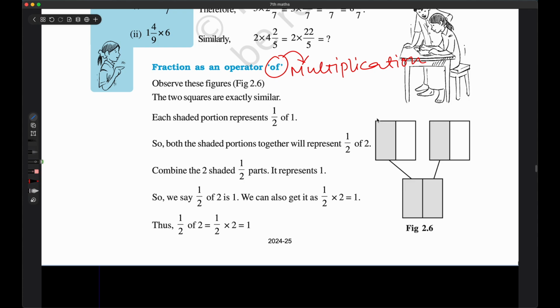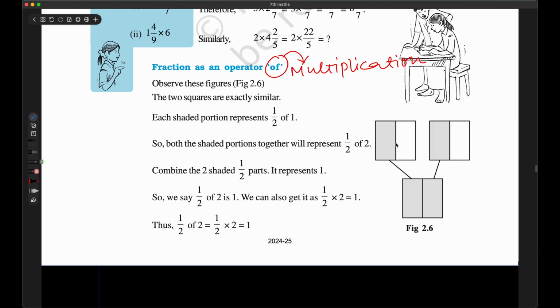They have taken three figures which represent a rectangle. In the first figure they have shaded one part. In the second rectangle also they have shaded one part out of two parts. Now each shaded part represents half of one rectangle. That is, each shaded portion represents half of one rectangle.